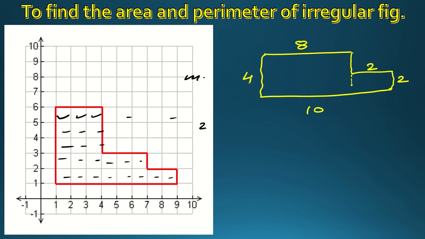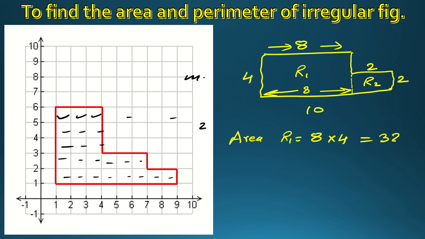Just join this with a simple line. Now this is rectangle 1, this is rectangle 2. So what will be the area of rectangle 1? Area of rectangle 1 is base multiplied by height, because this is 8, so the bottom will also be 8. So 8 multiply 4 means 32. And the area of rectangle 2, what will it be? Both sides are equal, so 2 multiply 2 means 4.